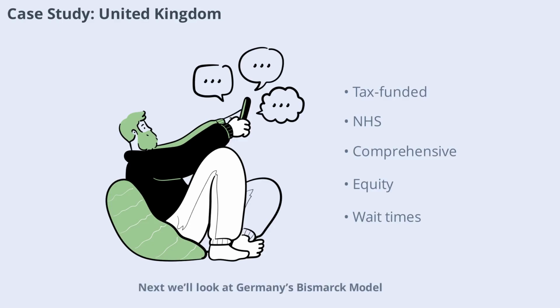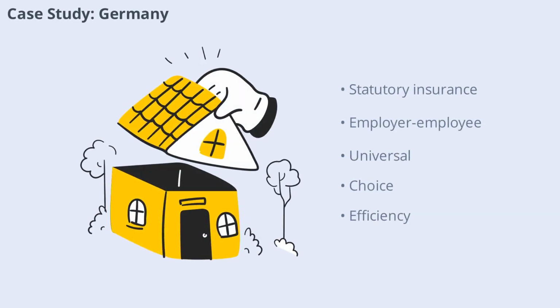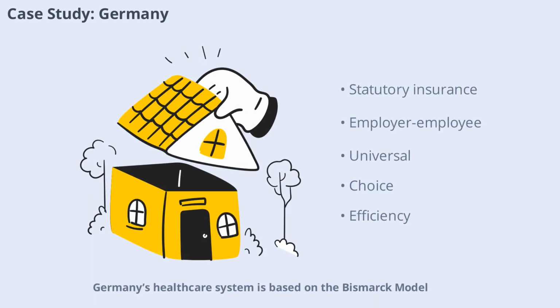Next, we'll look at Germany's Bismarck model. Germany's healthcare system is based on the Bismarck model, with statutory health insurance funds financed by employers and employees. The system provides universal coverage with a mix of public and private providers. Patients have a high degree of choice and the system is known for quality and efficiency. Germany's approach highlights the benefits of regulated competition.